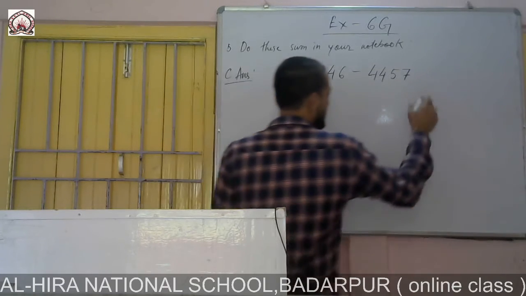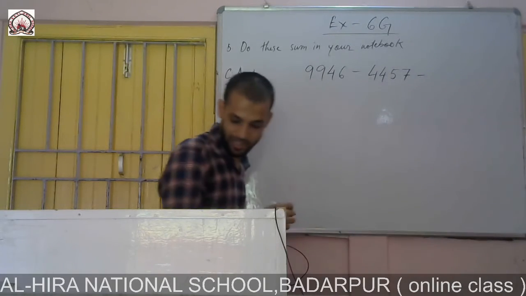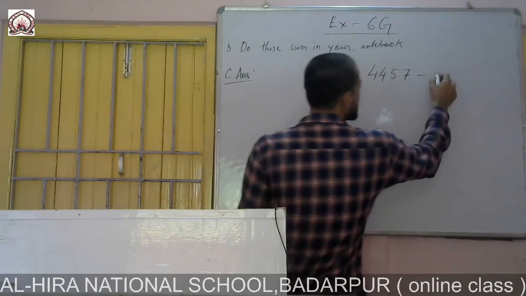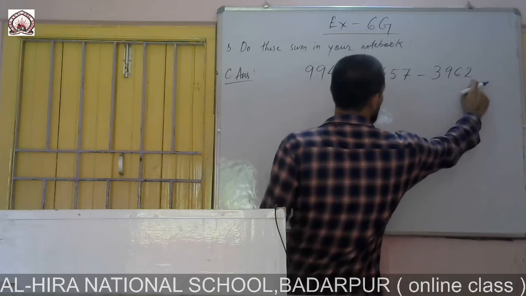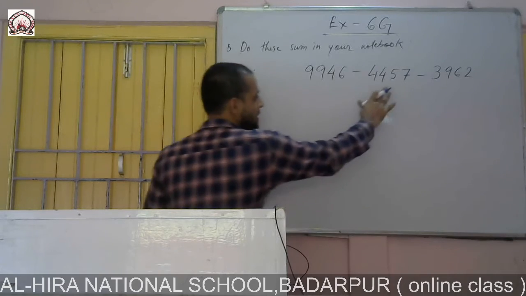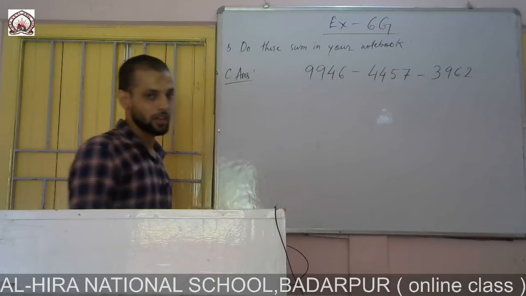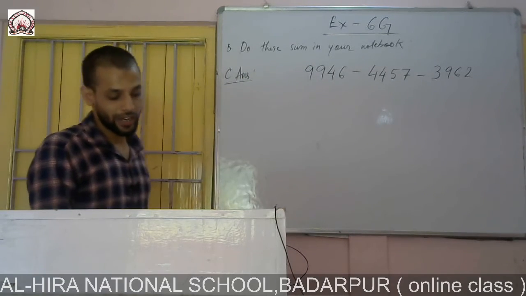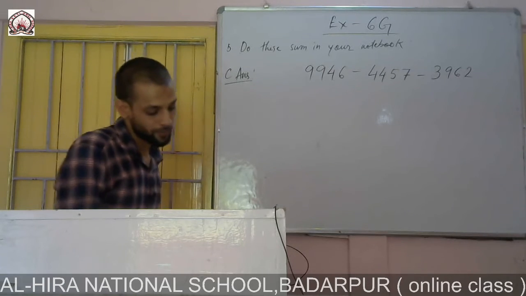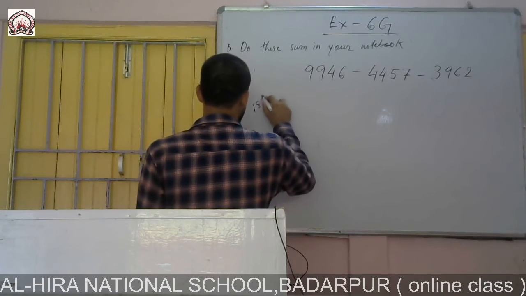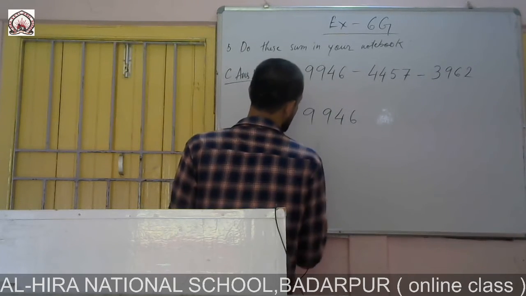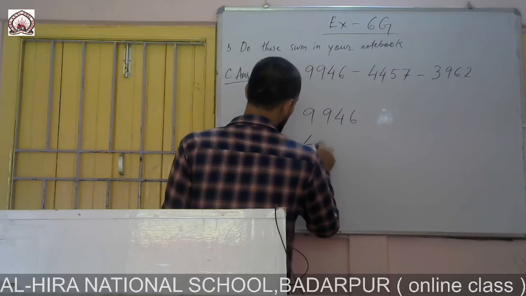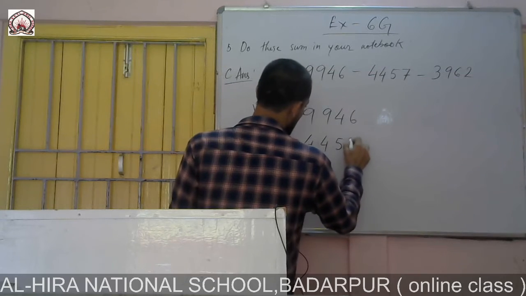Again, whatever we get from that number, we have to subtract 3962. This is the number of men, this is the number of women. So if we subtract these two numbers from this number one by one, then we will get the total number of children. Okay. So the first part we are going to do here. 9946 minus 4457.